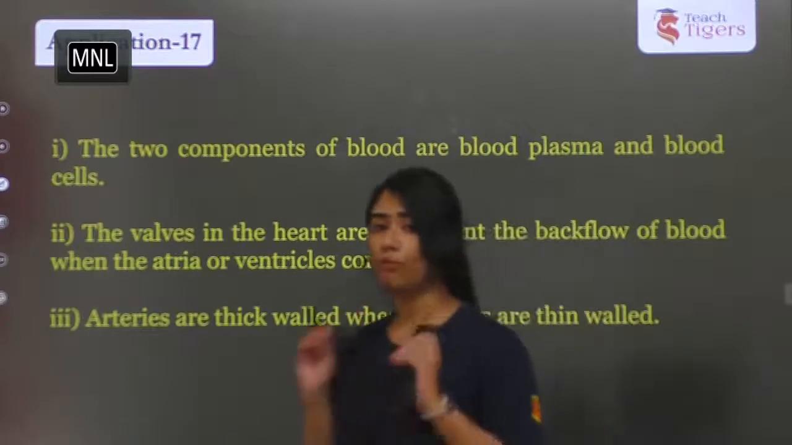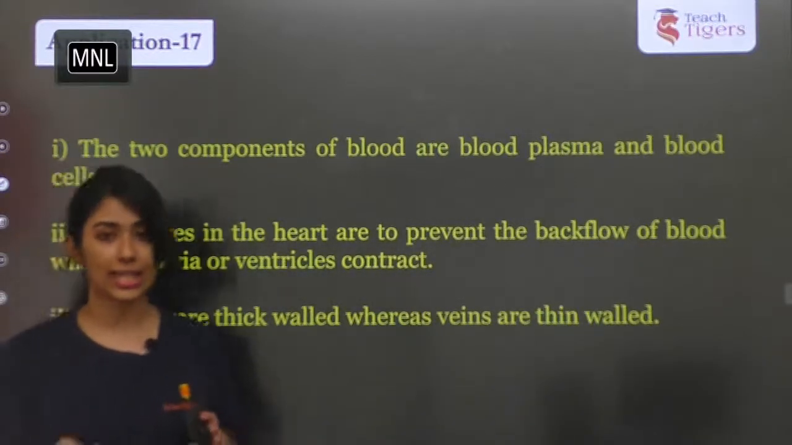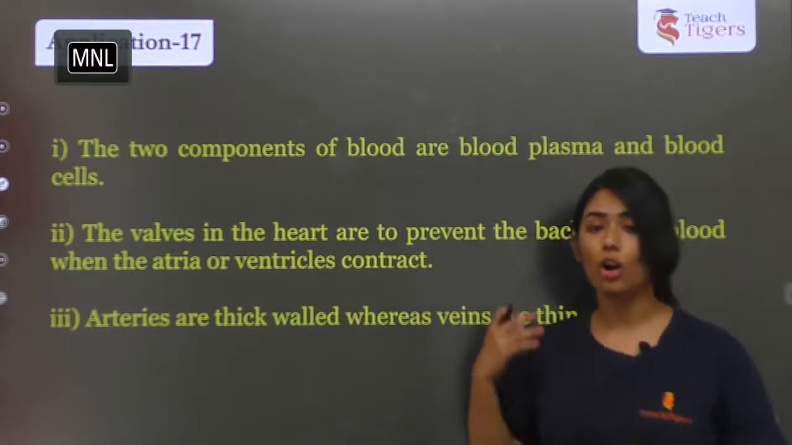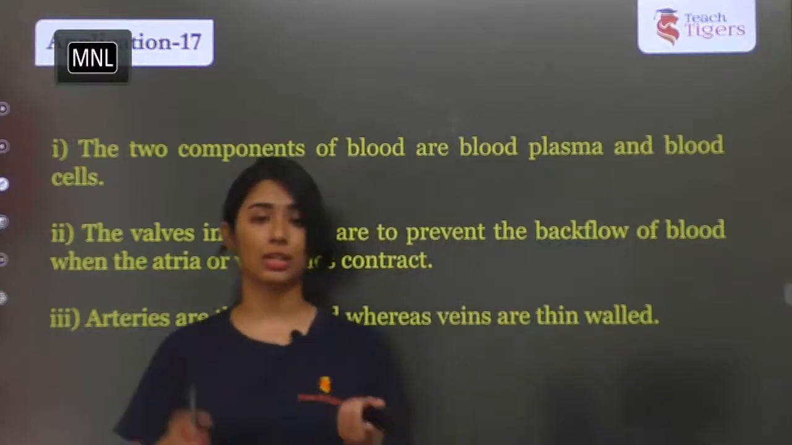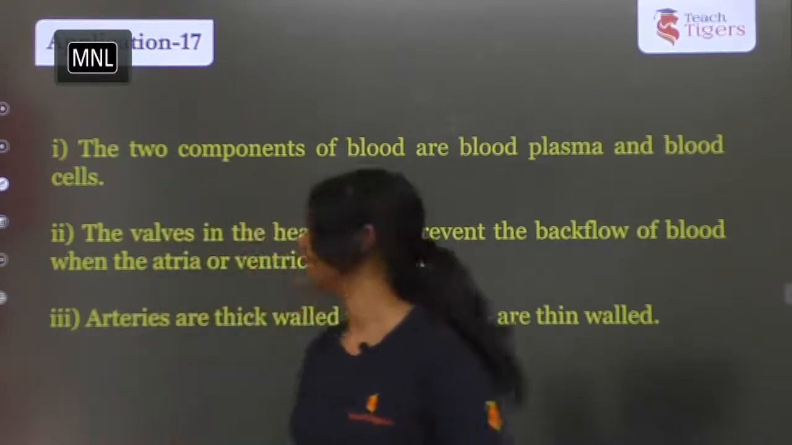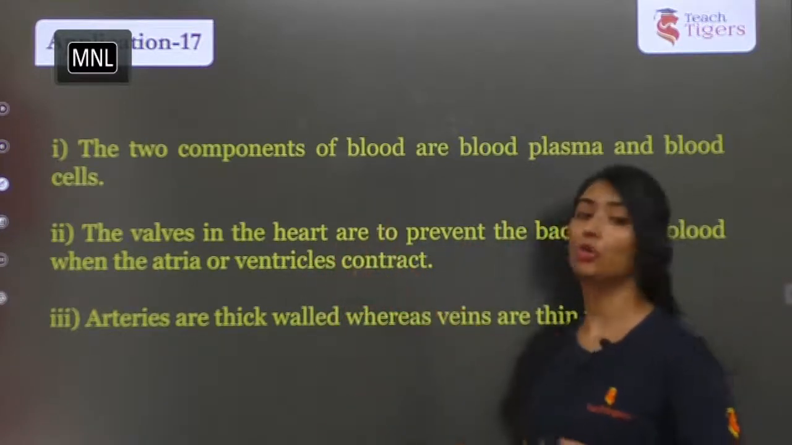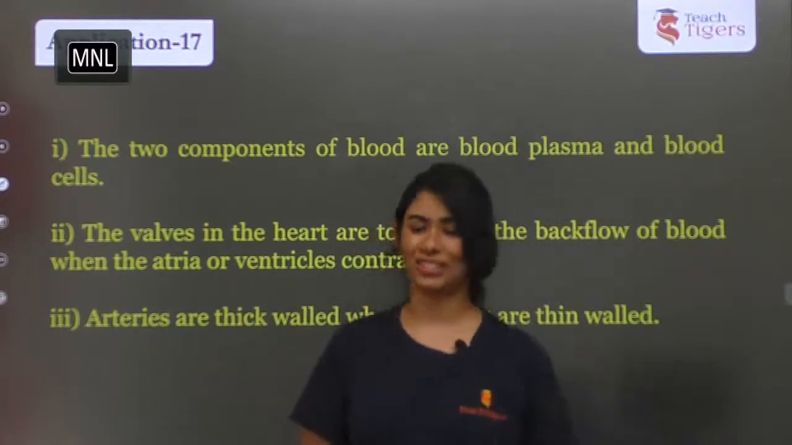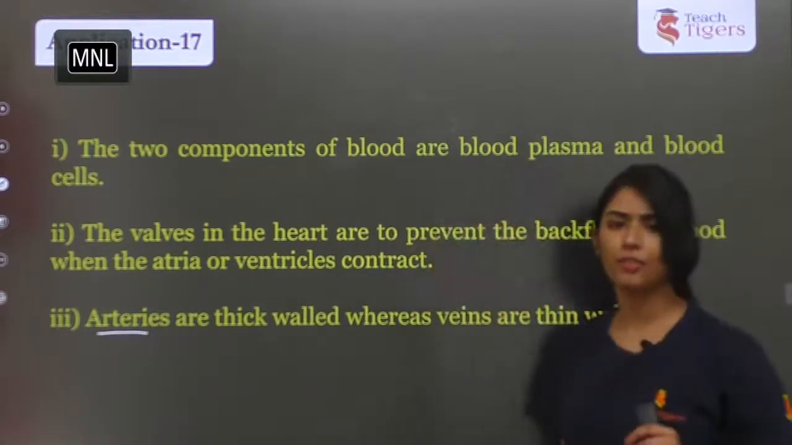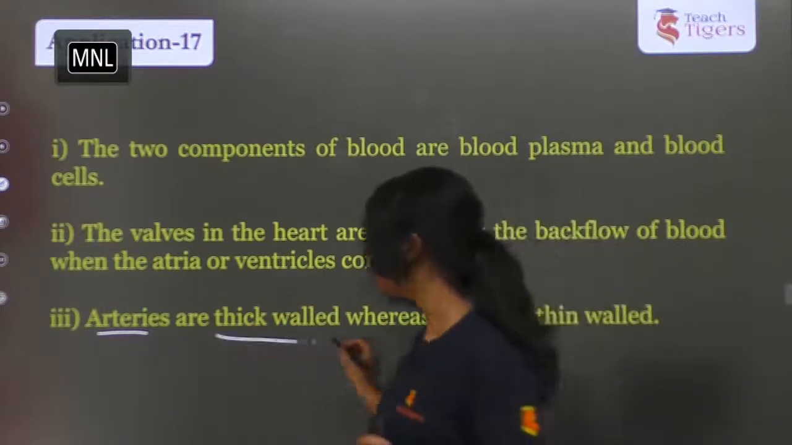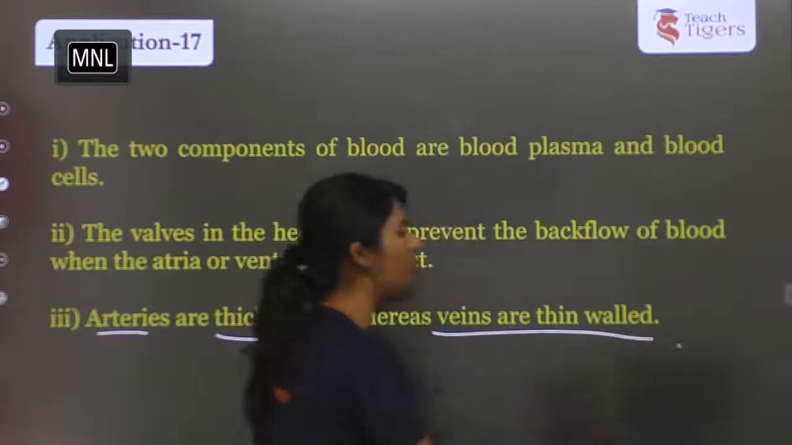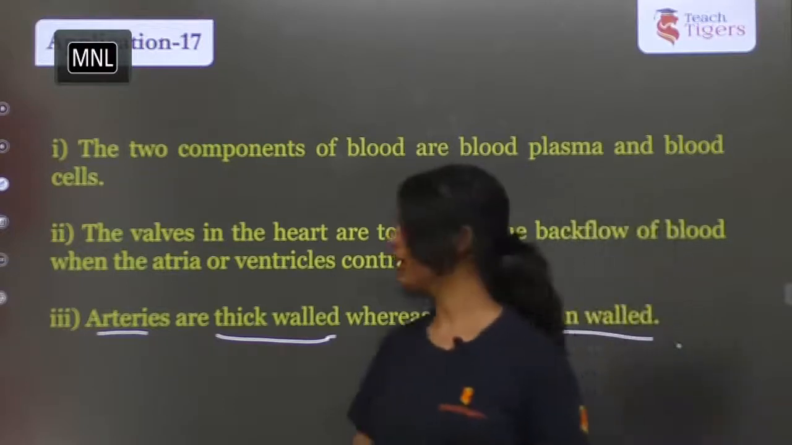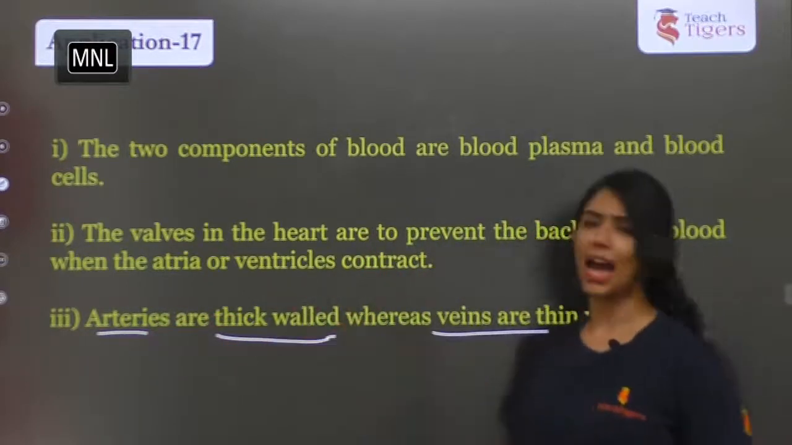So the 2 components of blood are the plasma and the blood cells, as I said, right? Plasma is the liquid portion of the blood and the blood cells are another component of blood. Okay, so these blood cells are of 3 types, that is red blood cells, white blood cells and the platelets. Then the valves are present in the heart to prevent the backflow of blood when the atria and the ventricles contract. And one structural difference between arteries and veins is that arteries are thick walled whereas veins are thin walled. Arteries are thick walled because they have to withstand more pressure during the blood flow. So this is one structural difference between the arteries and the veins.